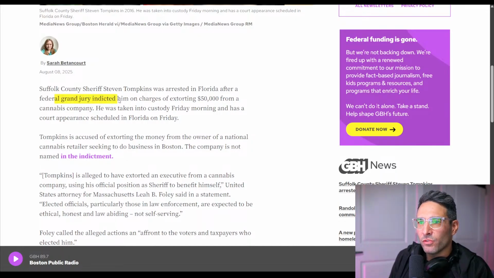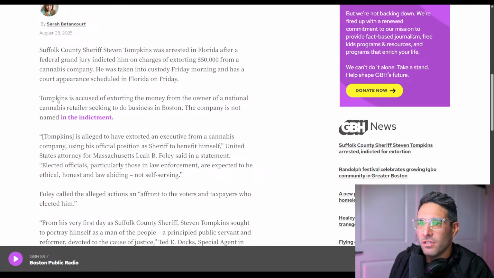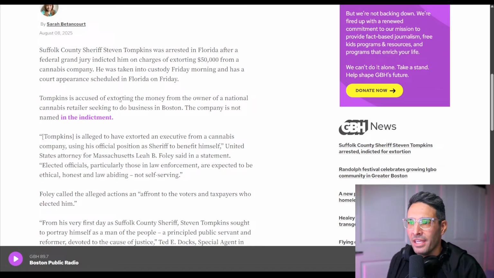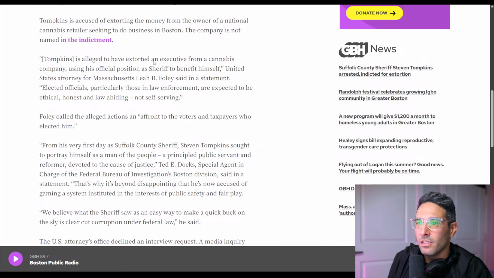Arrested in Florida after a federal grand jury indicted him on charges of extorting $50,000 from a cannabis company. He was taken into custody Friday morning and has a court appearance scheduled in Florida on Friday. Tompkins is accused of extorting the money from the owner of a national cannabis retailer seeking to do business in Boston. The company is not named in the indictment. Tompkins is alleged to have extorted an executive from a cannabis company using his official position as sheriff to benefit himself. United States Attorney for Massachusetts.